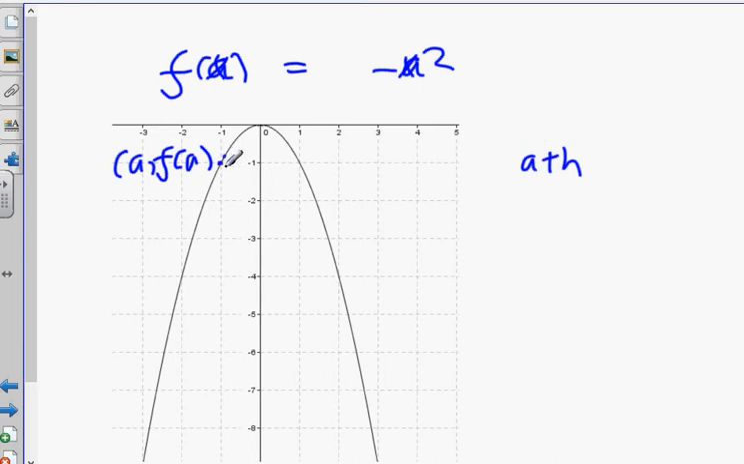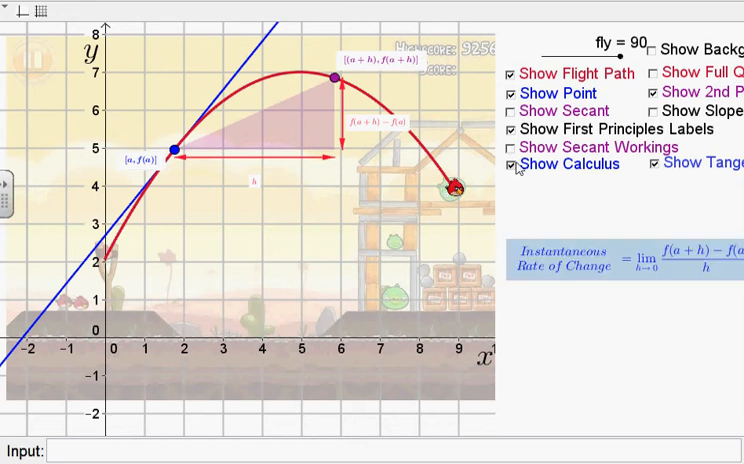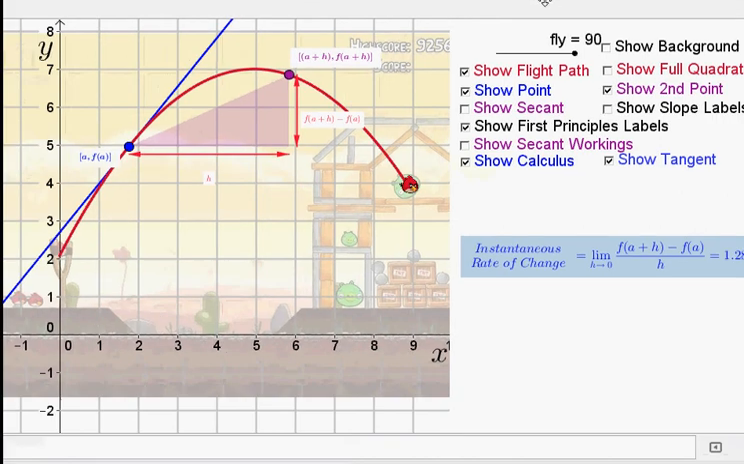Do you understand? I'm adding a tiny amount to the right, and I want to find what point is located a tiny amount to the right. I then have to find the value of that function at that point, and that brings me back to this part here, where I can say that one point is a plus h, f of a plus h. The other point is a, f of a. Okay?